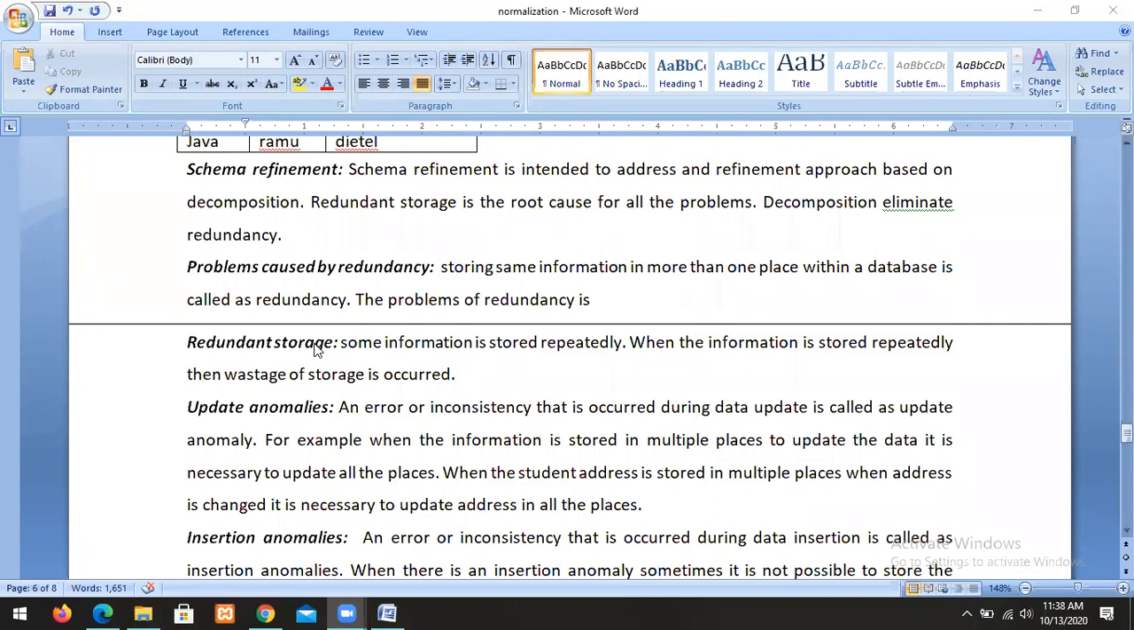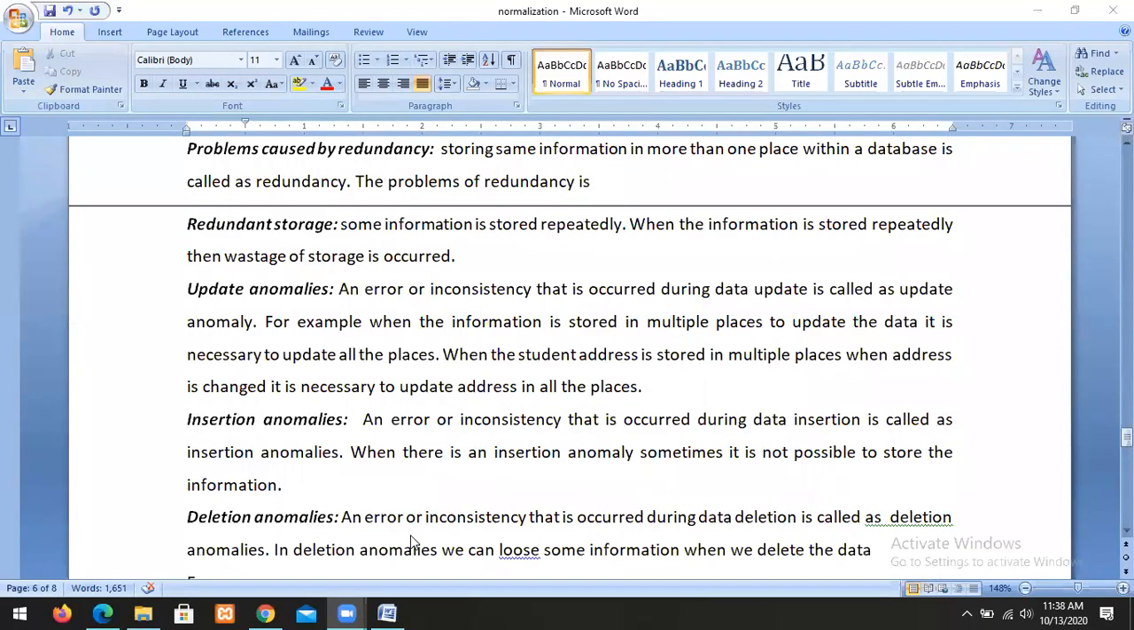For example, if a student address is stored in multiple places, when the address of a student is changed, it is necessary to change the student details in multiple places. This is called updation anomaly. Again, we have the insertion anomaly. So what is insertion anomaly? Insertion anomaly means an error or inconsistency that occurs during the insertion of data. There may be some possibility that we cannot insert the details of the employees because there will be some problems.